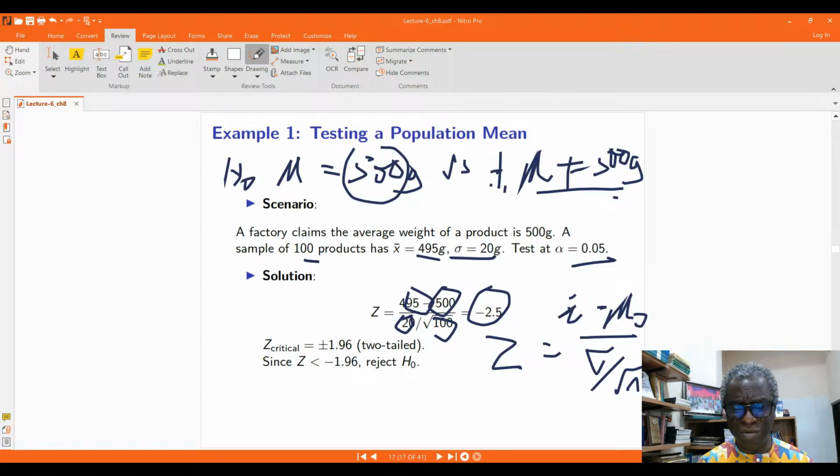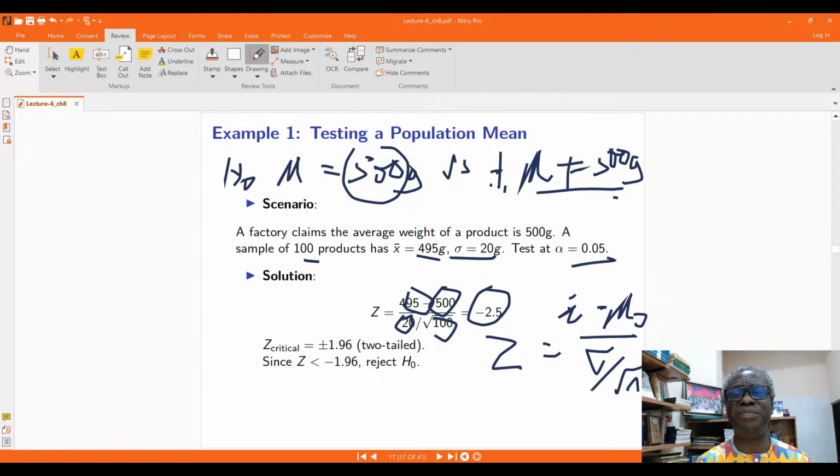Now if we compare Z and the critical value, you will see that Z is less than minus 1.96. So it falls into the rejection region. That's the point. So we have to reject the null hypothesis in this case.